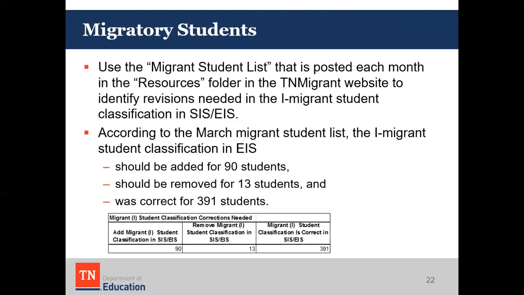Migratory students. Use the migrant student list that is posted each month in the resources folder in the TN Migrant website to identify revisions needed in the I-Migrant student classification in CIF and EIS. According to the March migrant student list, the I-Migrant student classification in EIS should be added for 90 students, should be removed for 13 students, and was correct for 391 students.